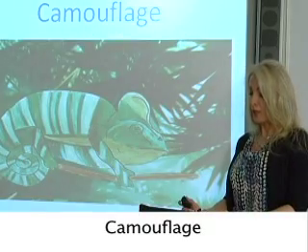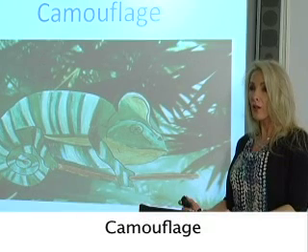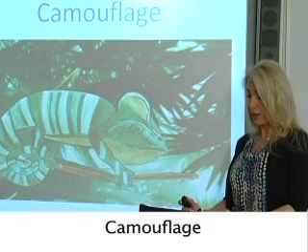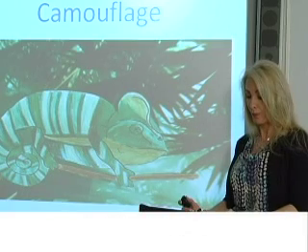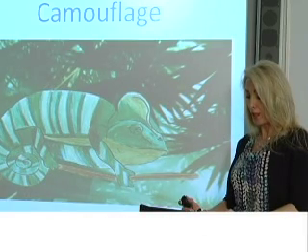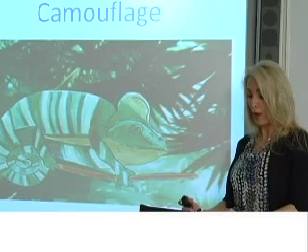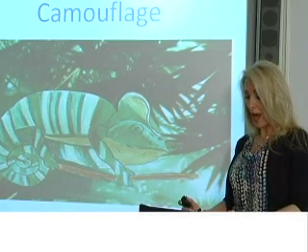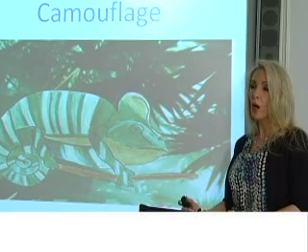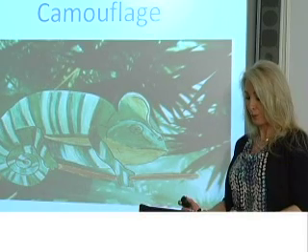Camouflage is an adaptation that is used by both predator and by prey. A predator uses it to sneak up on its victims. Stalking and sneaking up on prey is the only way some predators get food. Prey animals have to use camouflage to hide from their predators.